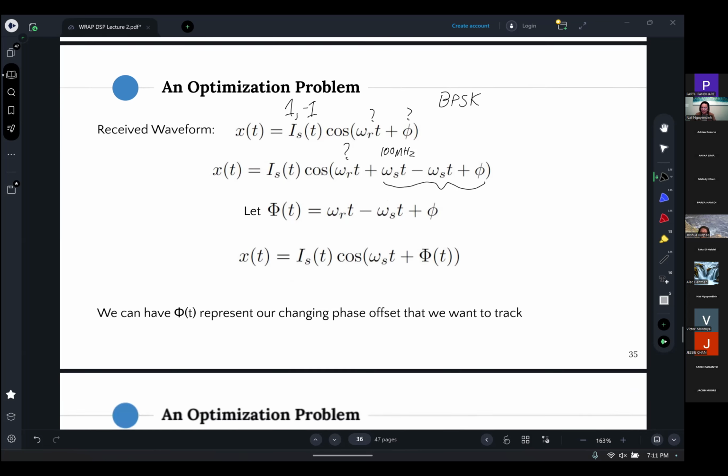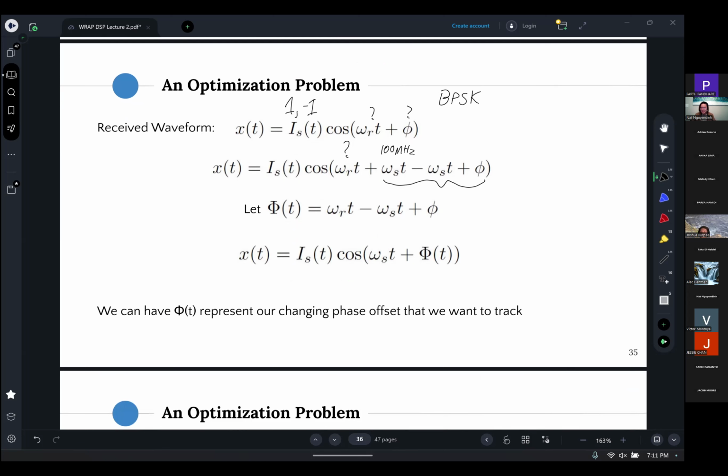So now we can represent this in terms of the send frequency, which is just 100 megahertz, and then all we need to do is determine this. That's a little bit harder, easier said than done. But now this simplifies the equation so that we have one more known, and then we just have this much bigger unknown that we have to track.